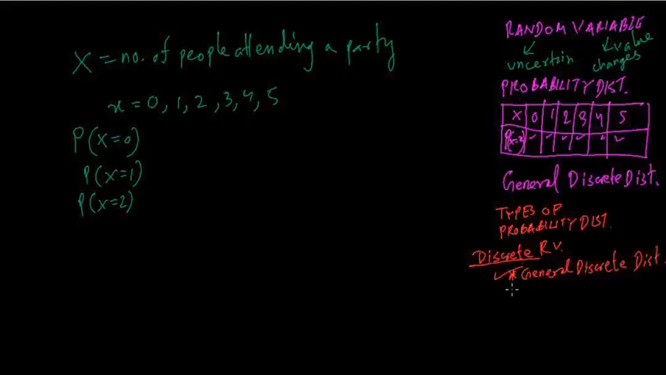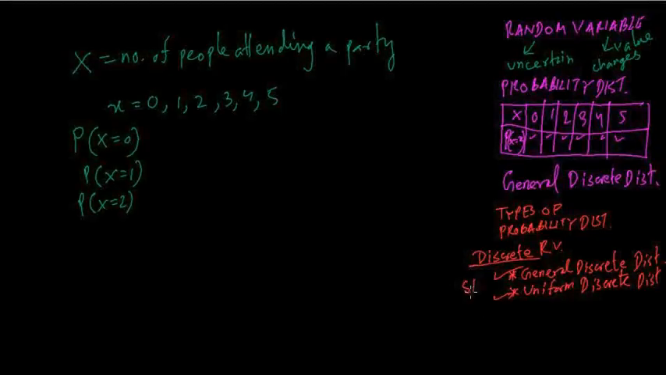The next type of probability distribution that has a discrete random variable is called uniform discrete distribution. General means it can have any situation. Uniform means specifically where every single probability is equal to each other. Then we don't have this in S1. These two are in S1.